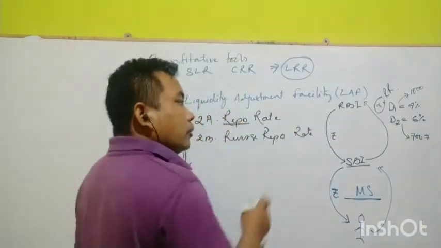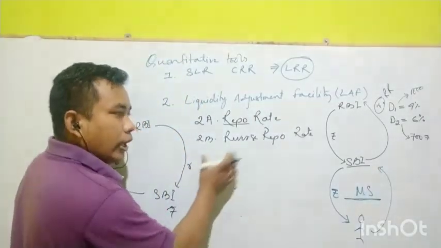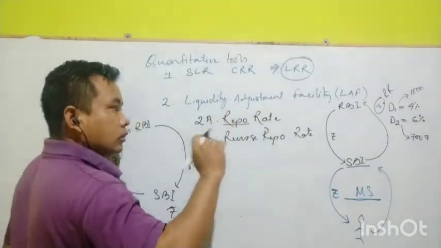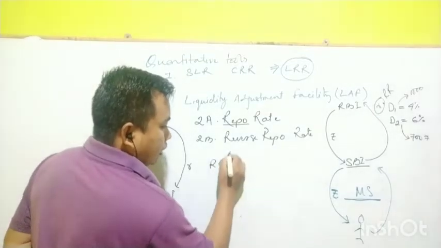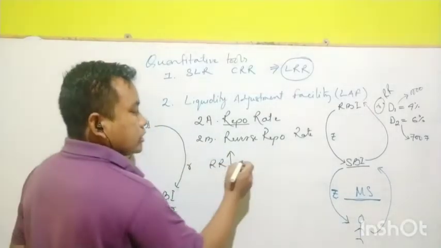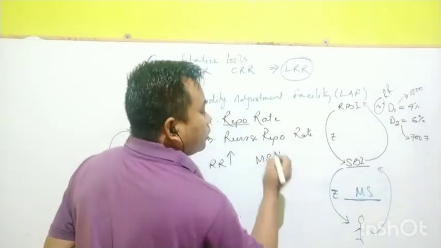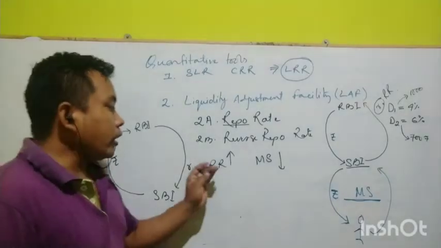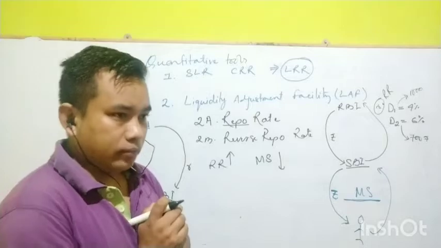In short, if the repo rate increases, because of this the money supply in the economy will decrease.